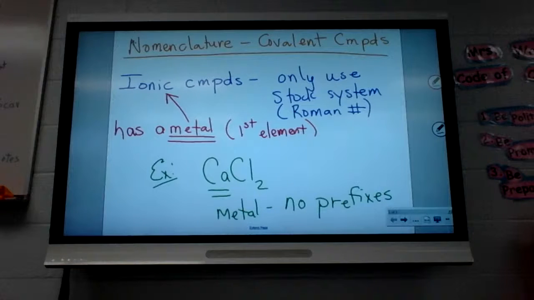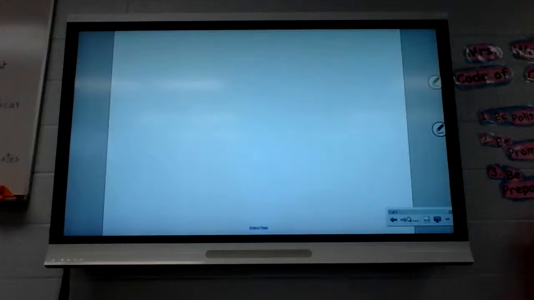We can't do that because there's a what at the front of that compound? A metal. So we can't use that system. Is there never going to be a metal in the second one? No, not in first year. Okay. Never. Okay? So, since we're going to do covalent today, look, mouse, where did you go? There we are. All right.